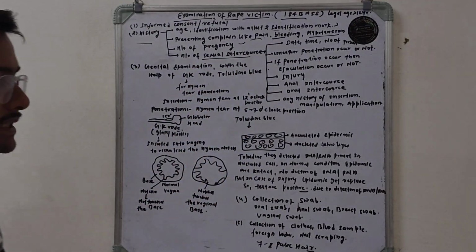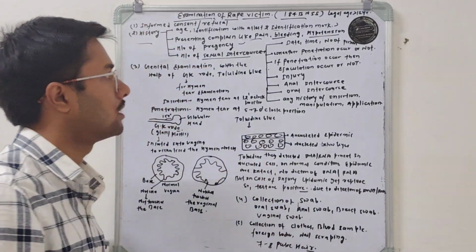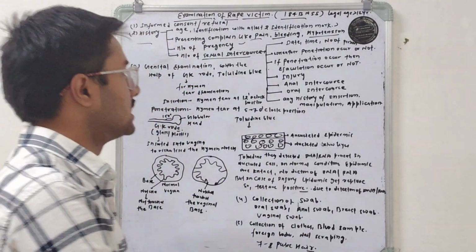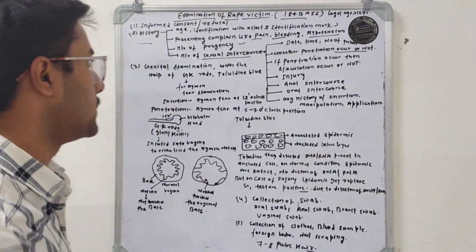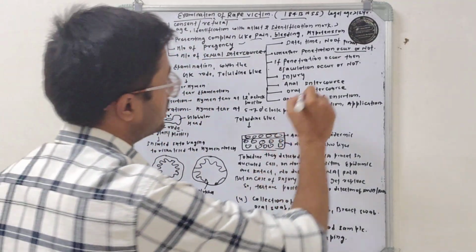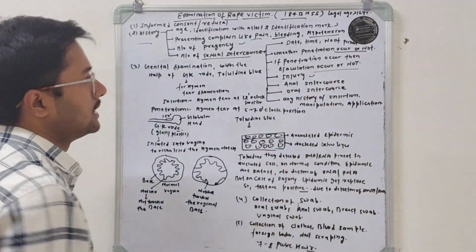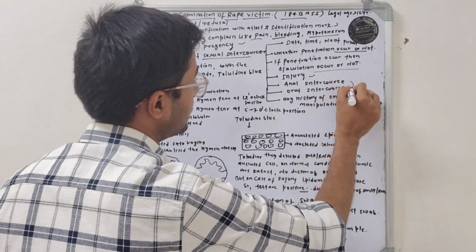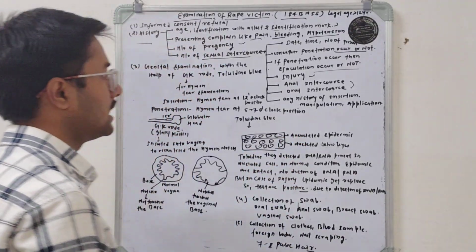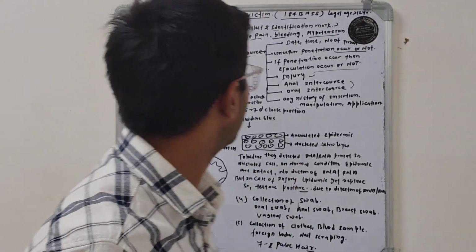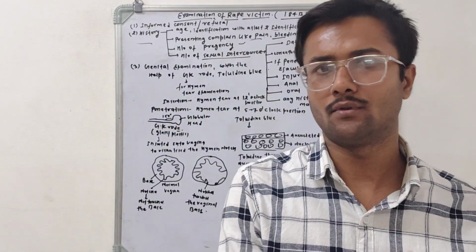In the history of sexual intercourse, we ask about the date, time, and the number of persons, and whether penetration occurred or not. The second question is, if penetration occurred, whether ejaculation occurred or not. Then we ask about injury, anal and oral intercourse, and any history of insertion, manipulation, and application. So these are the questions we ask the victim.